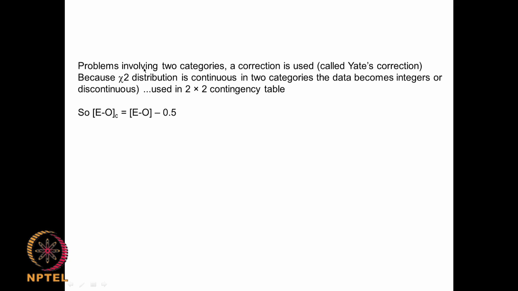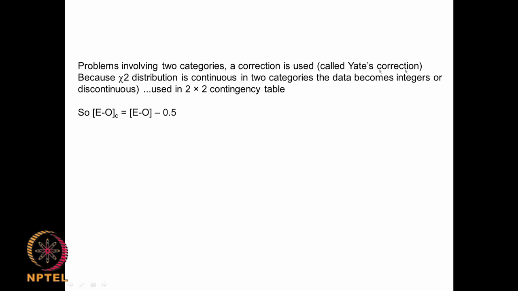One important point you need to consider is that when you are involving only 2 categories, for example a 2 by 2 contingency table, there is something called Yates correction, because the chi-square distribution is continuous. Whereas when we use 2 categories, like yes or no, success or failure, drug working or not working, we are not able to do good justice, because a 2 category system is discontinuous, or integer data, whereas chi-square is continuous. So, in such situations you need to apply the Yates correction.